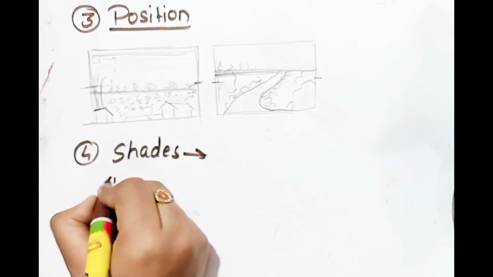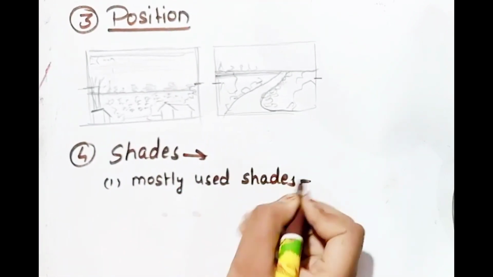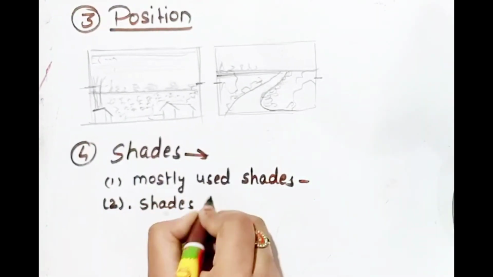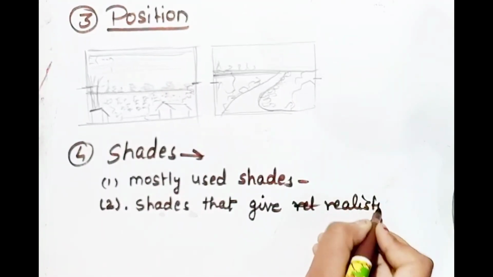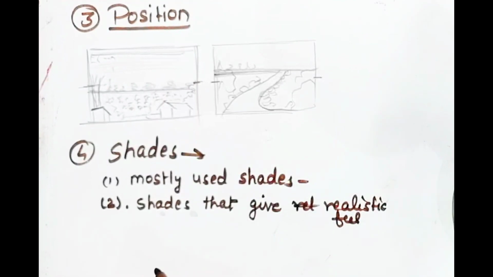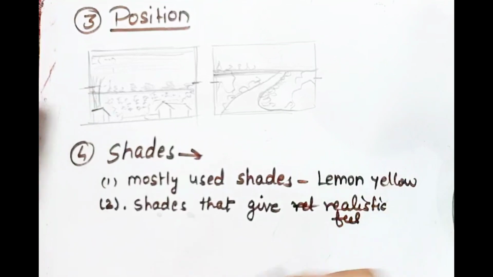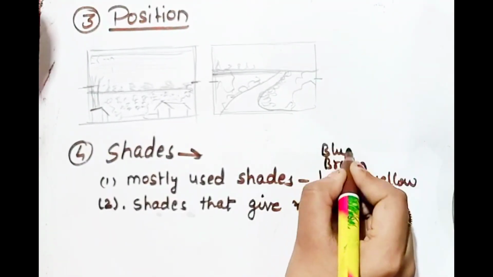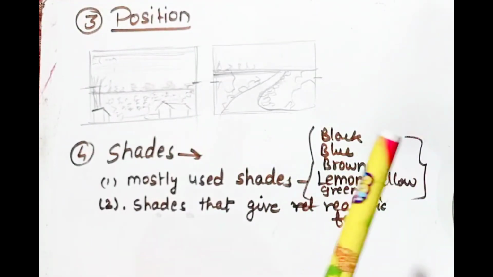Now the fourth one is shades. So you have to make sure always what kinds of shades you're using, what kinds of colors you're using. Basically, you use some shades that are mostly used by you, and some shades are needed very much in these kinds of paintings. So the most used shades are like lemon yellow, light green, dark green, brown, blue, red. And all those shades related to these, you would definitely use in nature drawing.